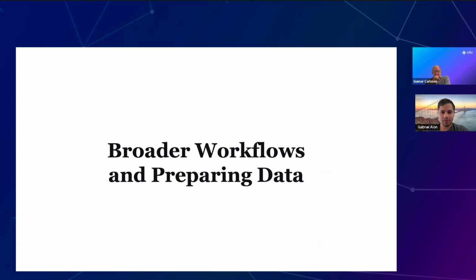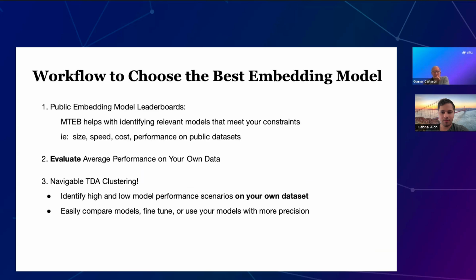We're going to go through some specifics about how this would work with the vector database as an ecosystem. In terms of a workflow you might consider, you may start with some public leaderboards to get a sense of relevant models that are out there. That could help you narrow down ones that meet your size and speed and cost constraints. You could then do an evaluation of average performance to give you a sense of some of the better models from some of the worst. However, step 3 is really important, which is the navigable clustering we've shown you today, which helps you understand the actual pros and cons on your data set of any model.